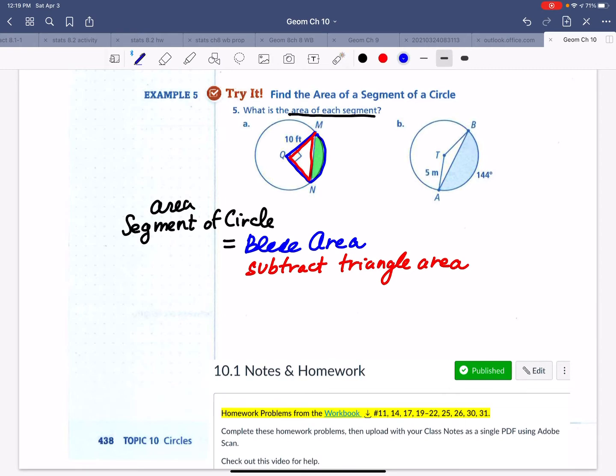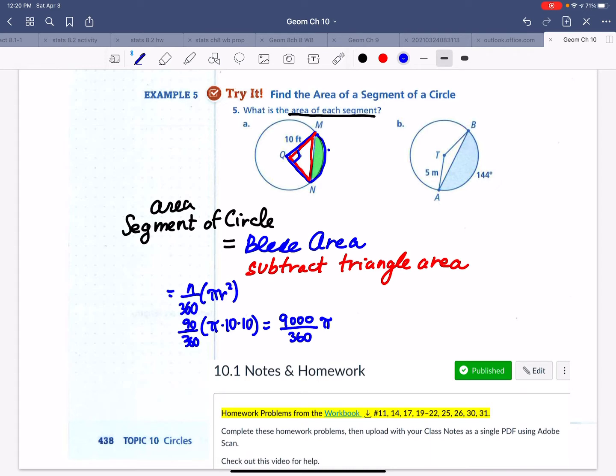So it looks like, using our formula, the area of the blue part would be our central angle over 360 times the area of a circle, which would be pi r squared. And that would be our blue part. So that would be 90 over 360 times pi times 10 times 10. So 90 times 100 is 9,000 over 360 times pi. Okay, that's our blue part.